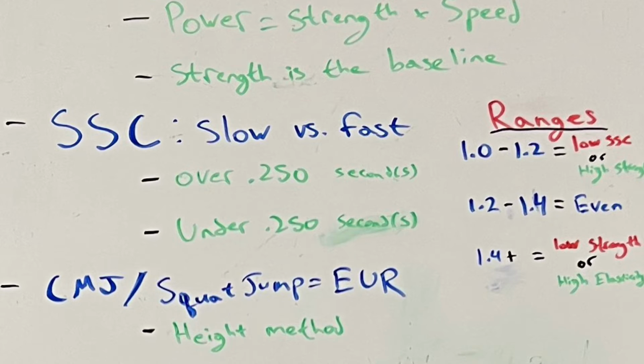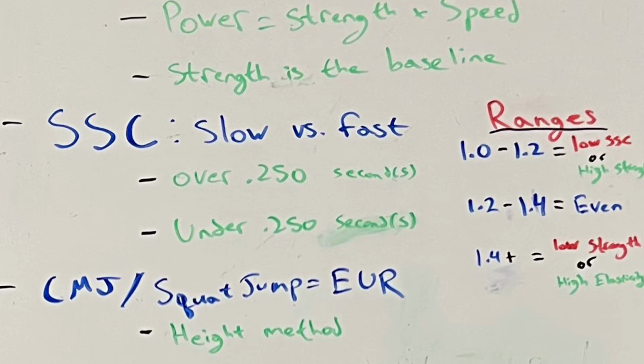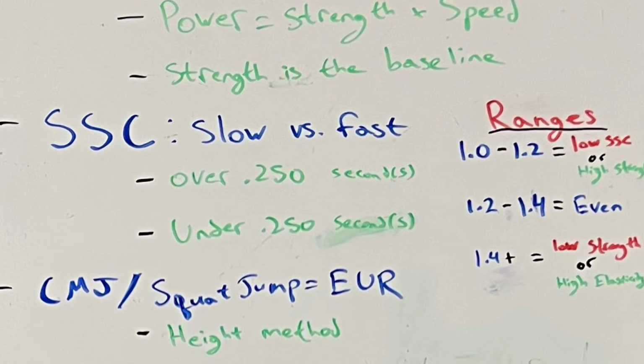The time you spend on the ground between the two is your amortization phase, and then that jump up is considered your concentric. So that counter movement is also called the eccentric. Okay, so I know I'm throwing a lot of words at you, but that is the counter movement jump. Okay, so that's when you snap down, you store kinetic energy, and that helps you develop power on your concentric.